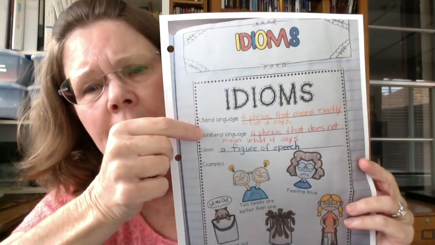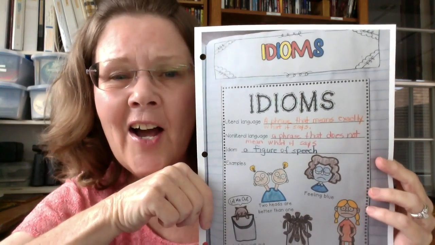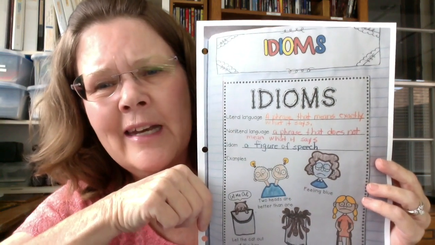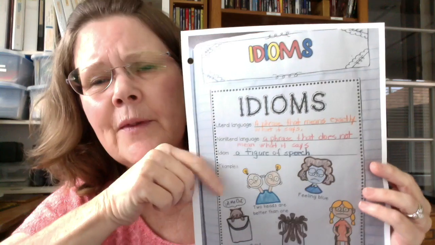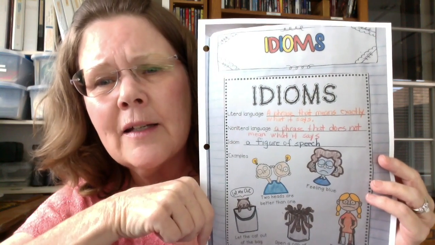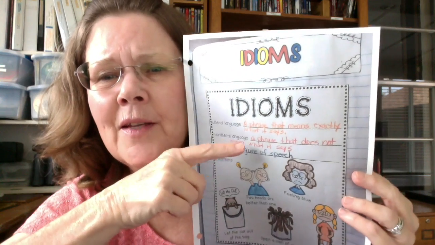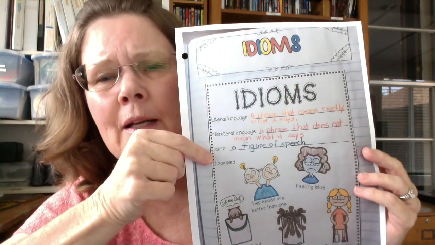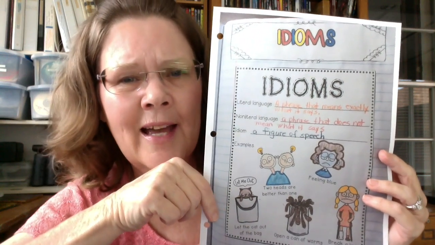Then we have non-literal language. That's the second part. And since we've been talking about prefixes, non is a prefix and it means not. There's a lot of prefixes that mean not, and that is one of them. And it's just the opposite of this. It's a phrase that does not mean what it says. So you can just write that on this line right here. And that's what an idiom is. An idiom is a phrase that does not mean what it says.